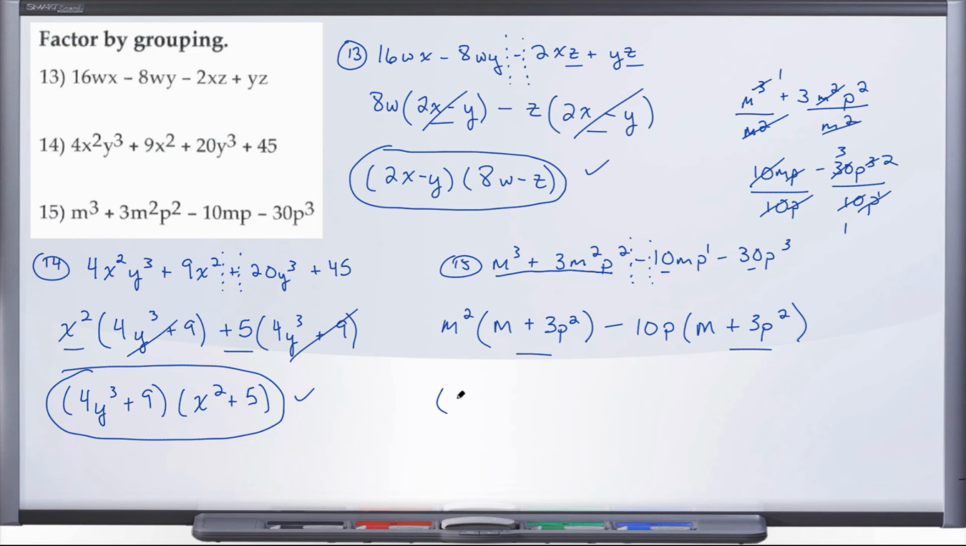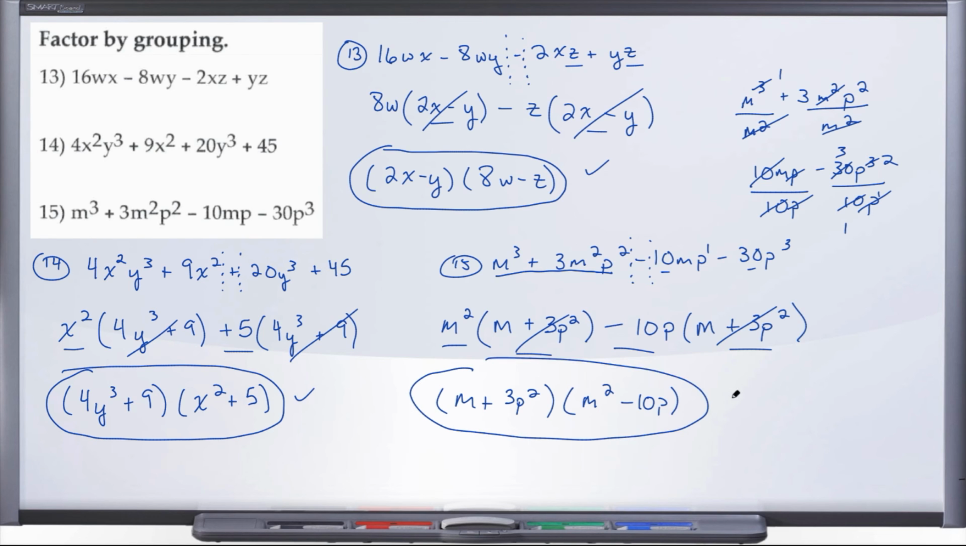All right, so now we have m plus 3p squared. So that can go away, and what are we left with? Just m squared minus 10p. All right, and there you have it.